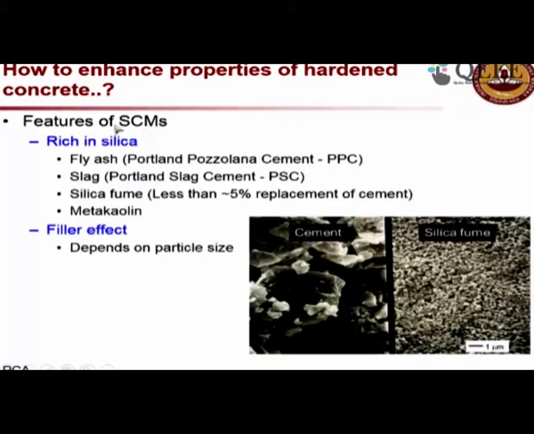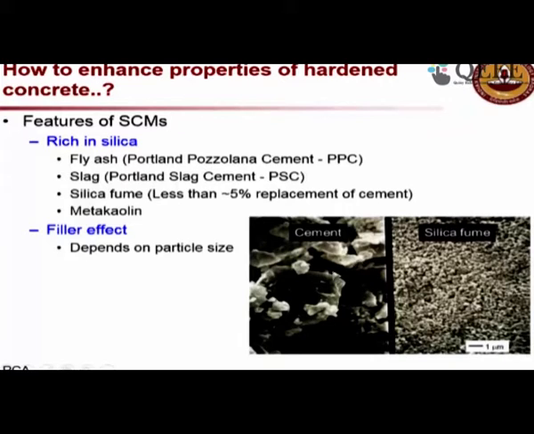How do we decide whether a material can be used as a supplementary cementitious material? By checking whether it has a significant amount of silica or not. For example, fly ash, slag, silica fume, and metakaolin all have a significant amount of amorphous silica in them. And sometimes the filler effect is also used. It's not only the chemical reaction or pozzolanic reaction part; some materials stay inside the concrete and have a filler effect. Especially silica fume, which is very small in size, so it helps in filling the fine pores between the cement particles.